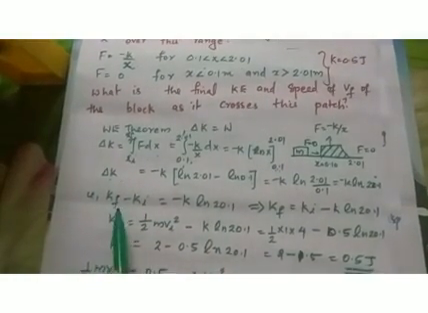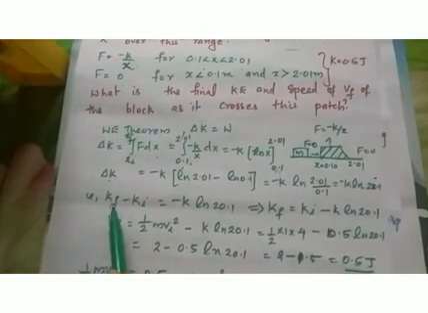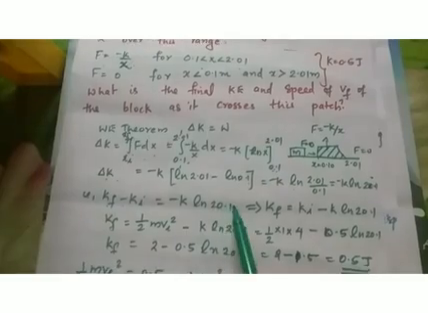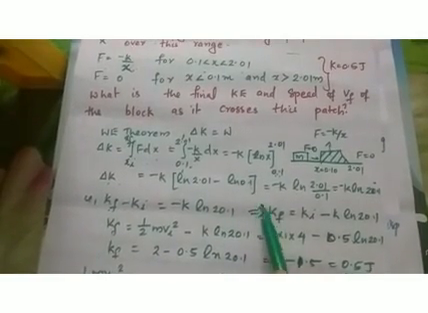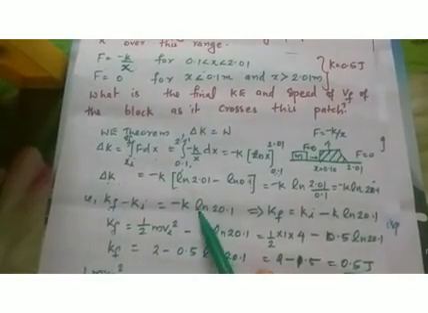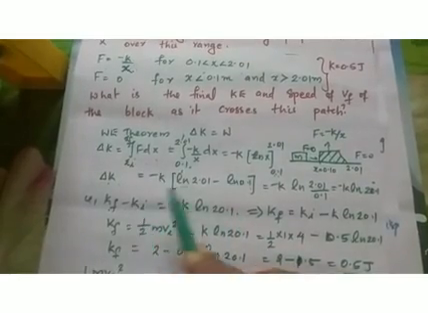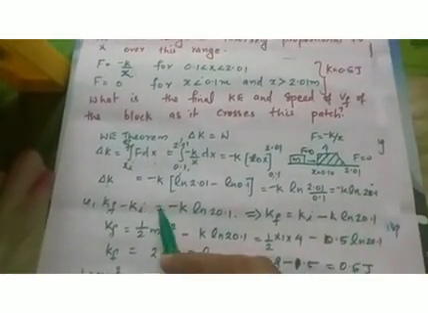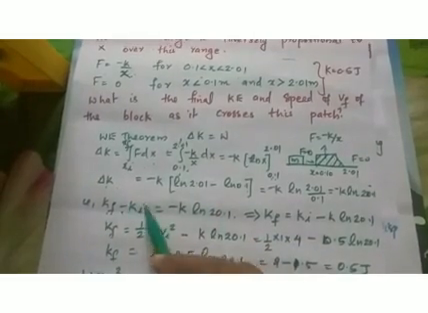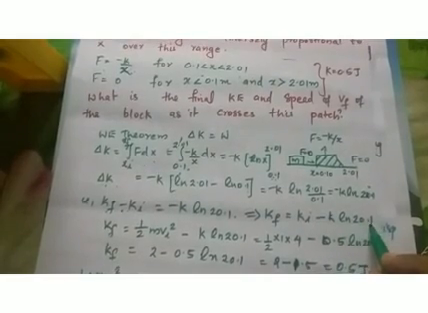And you know change in kinetic energy is final kinetic energy minus initial kinetic energy. That is Kf minus Ki, which is equal to minus K ln 20.1. It implies Kf is equal to minus K ln 20.1 plus Ki. Sorry, Ki. So bring this minus Ki to the RHS part, so it will become plus Ki. So you will get Ki minus K ln 20.1.